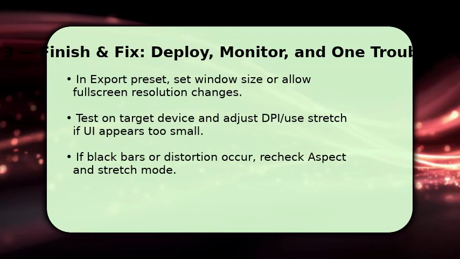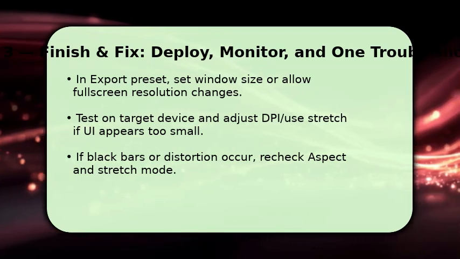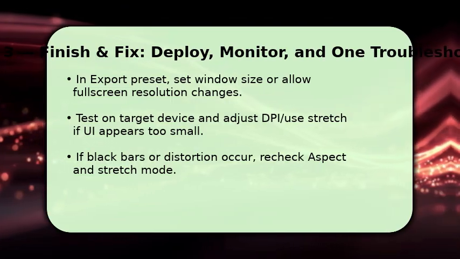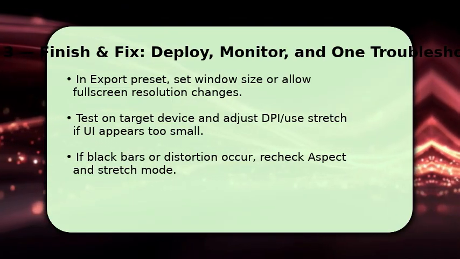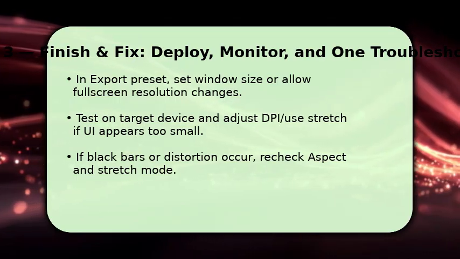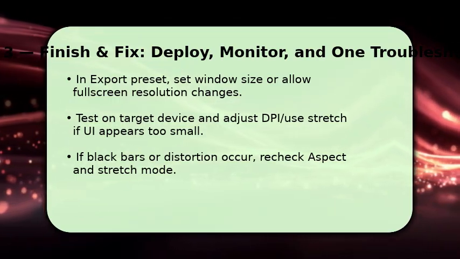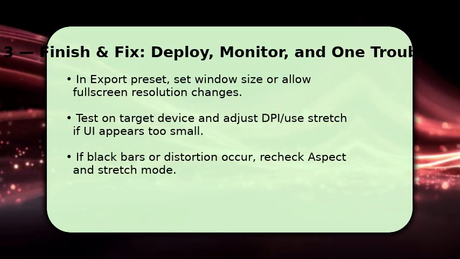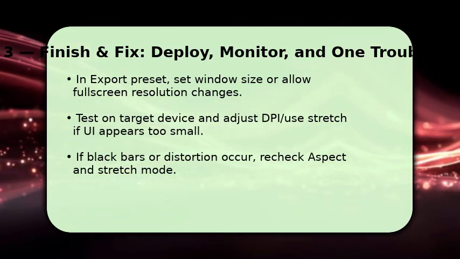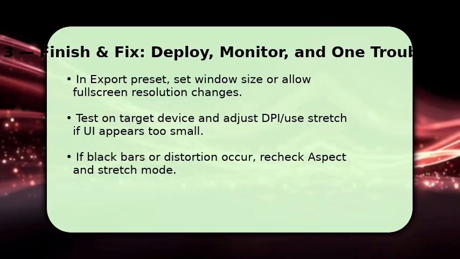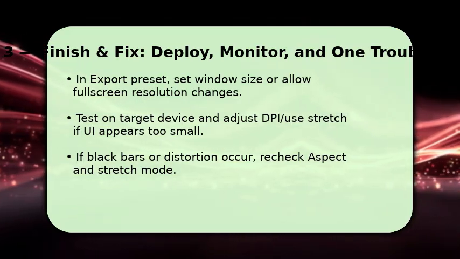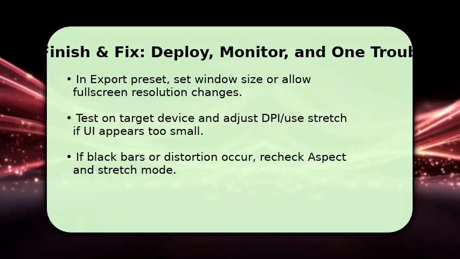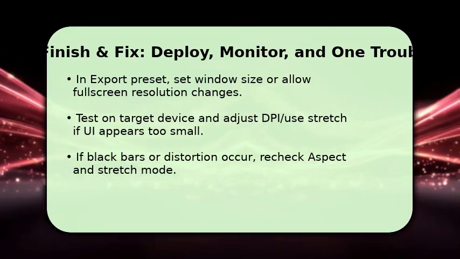To finalize, open export and adjust the preset's window size or permit full screen to use the display's native resolution. Export a build, then test on the target device to confirm UI scale and performance. If UI elements look too small, make DPI-aware adjustments or change the stretch factor. If black bars appear, switch aspect or toggle stretch mode. If the image is distorted, recheck aspect versus mode and your camera settings. Those two are the most common resolution problems that break visuals.